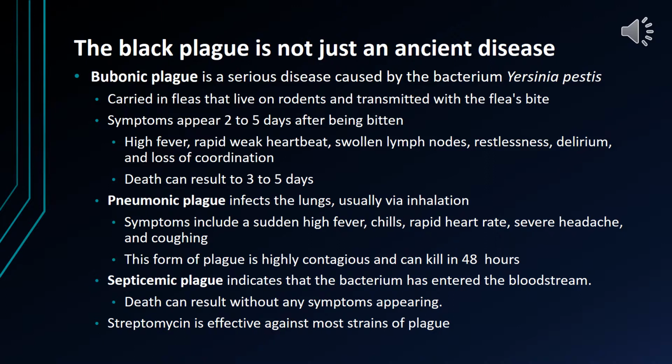So now we're going to move on and talk about some different kinds of bacteria. And I think I've skipped around from what your book has laid out for you. But we're going to start with the plague, which is not just an ancient disease. And this is bubonic plague, which is a serious disease caused by the bacterium Yersinia pestis. And this type of bacteria is carried by fleas that live on rodents and is transmitted via the flea's bite.